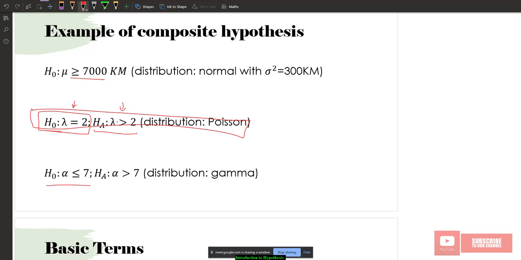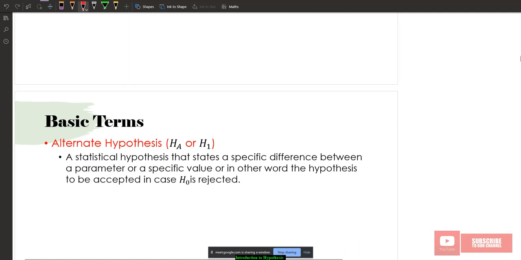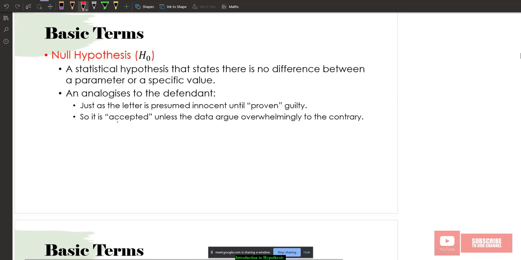And number 3, alpha less than or equal to 7, alpha more than 7. So this is clearly a composite hypothesis. Another term that you need to understand is null hypothesis and alternative hypothesis. The symbol for null hypothesis is H naught. It is a statistical hypothesis that states there is no difference between a parameter and a specified value. So this is our first argument.